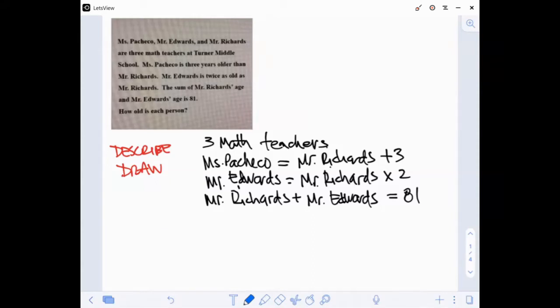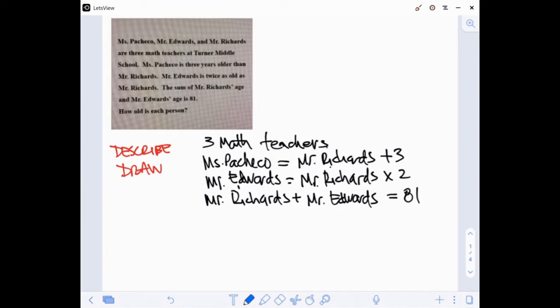All right, this question came up from this week's lesson in the 5D process. We had the three teachers, and we were trying to figure out their ages. So the problem's there on the screen, and you can take a look at it. But the first step in the 5D process is describe or draw the situation. And in this case, there really wasn't anything for me to draw, so I'm just going to describe.